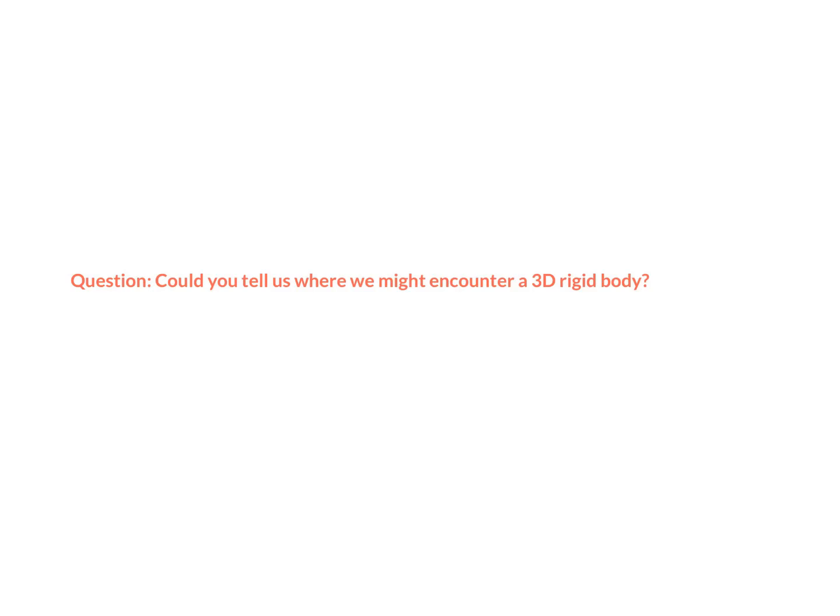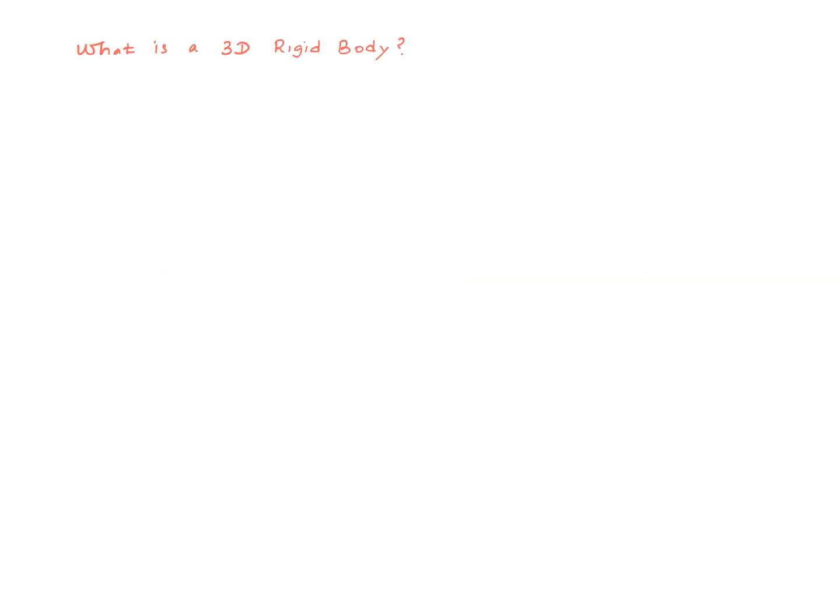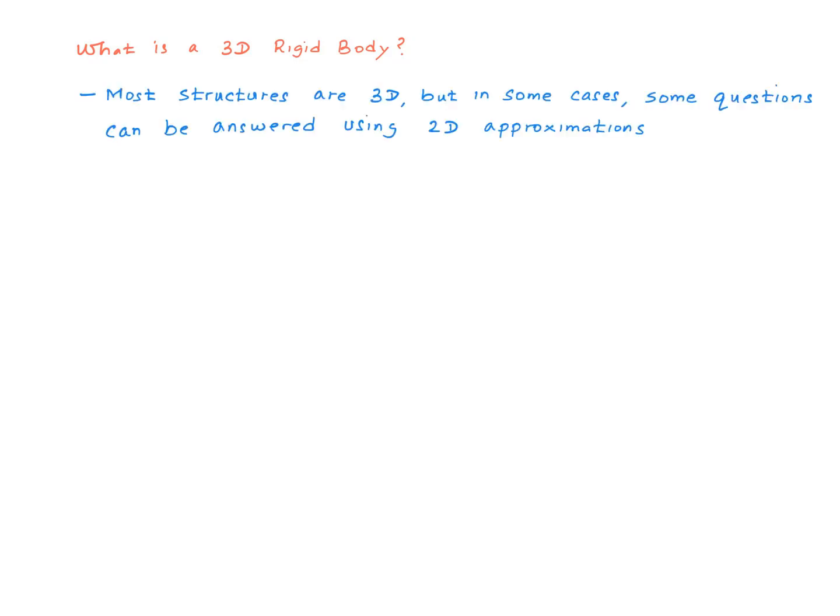The question that I have is, could you tell us where we might encounter a 3D rigid body? So let's start with the simple question of what is a 3D rigid body? The answer is simple. We live in a 3D world, right? And therefore most structures are three-dimensional. But in some cases, some design questions can be answered using two-dimensional approximations.